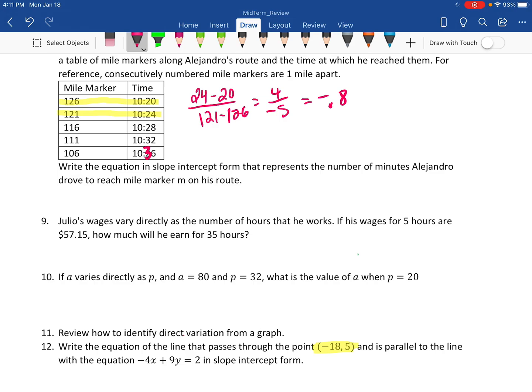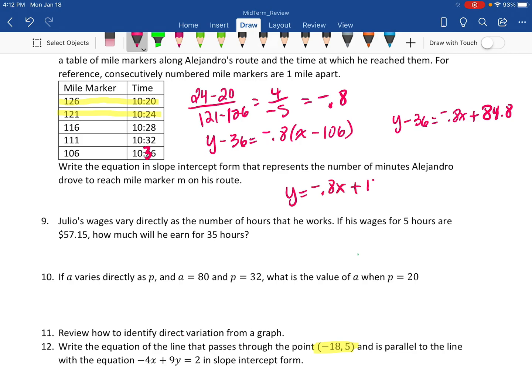So we're going to use y minus 36. That's going to be equal to -0.8 times x minus 106. We're going to distribute. That's going to give me y minus 36 is equal to -0.8x plus 106 times 0.8. Going to give me 84.8. 84.8 plus 36 is going to give me, this is going to become y is equal to -0.8x plus 120.8. And that should work better in terms of that.